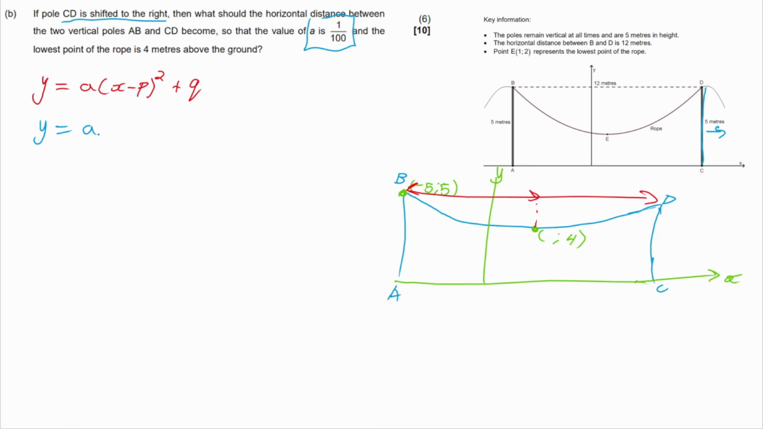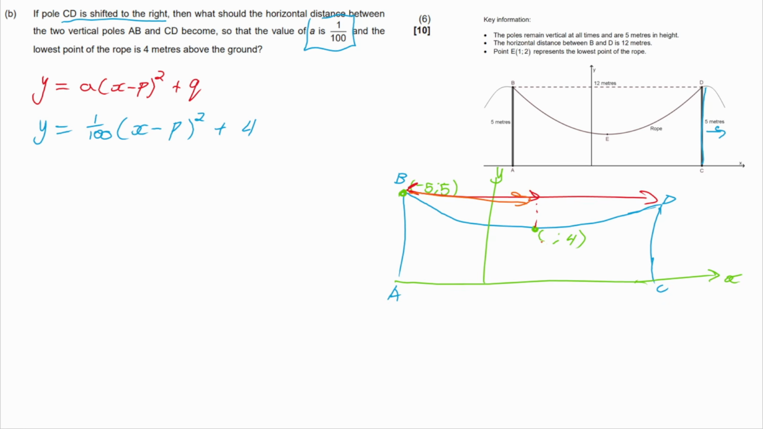Okay, so we can sub that in, but a is 1 over 100. We know that, they told us. (x minus p) squared, we don't know p, but the q is 4. Okay, so if we can use this equation to solve for p, that will be the key that we need to find this distance over here.